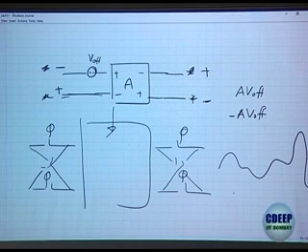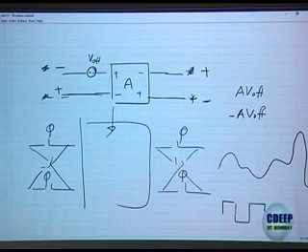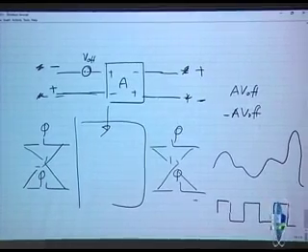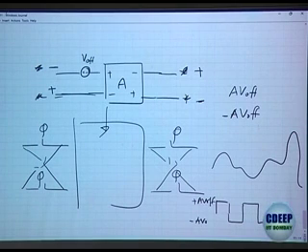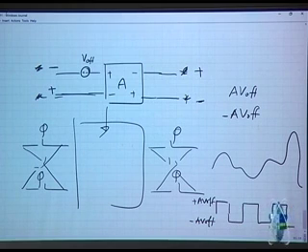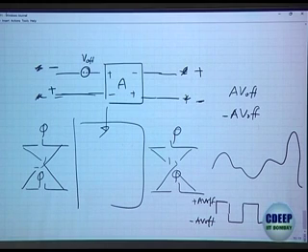But you will see a switching waveform, plus A V off, minus A V off, constantly, tick tock, according to the clocking that's happening. And what's the beauty of that? It's not at DC. We translated that offset signal into high frequency, at half the clock rate.